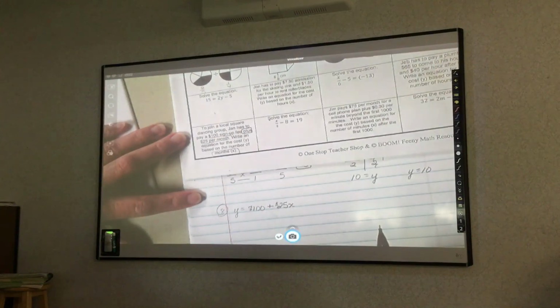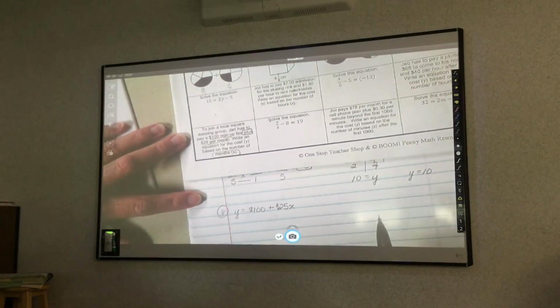I do not have to solve for that equation. All I had to do was set up the equation. So you need to take a picture of your work.